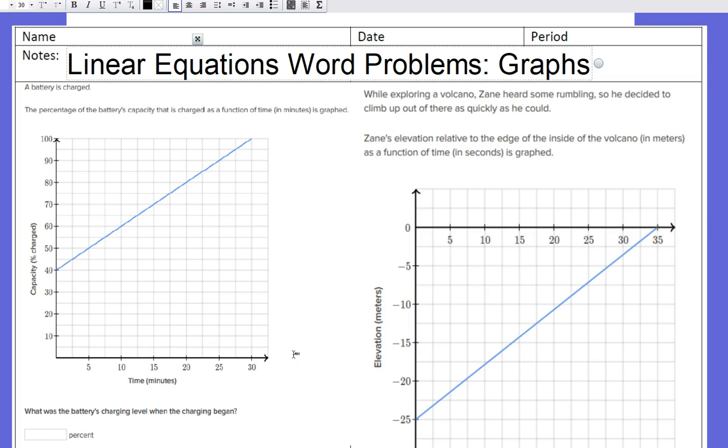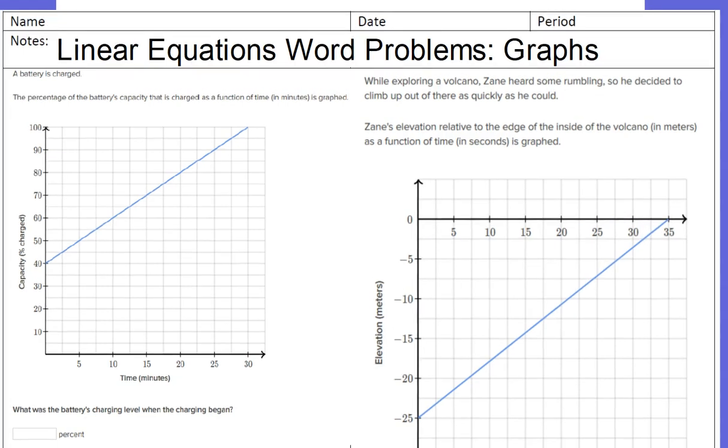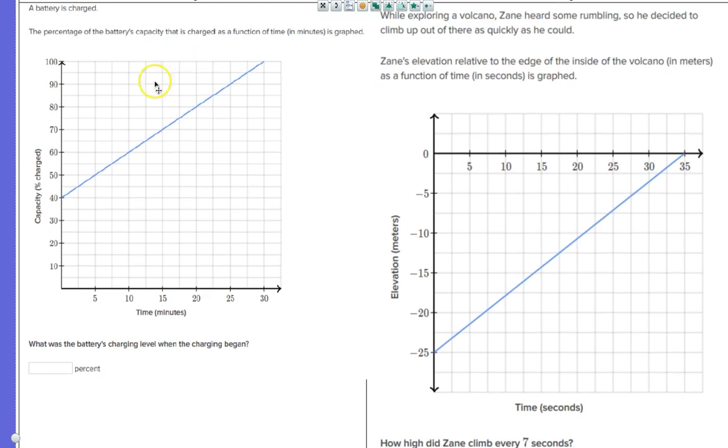That's going to come when I get back on Thursday and Friday. You are expected to write this down. I'm glad that you wrote this down, but you still need to complete the assignment, and that assignment is still graded for correctness. Okay, so we're starting off with a battery is charged.